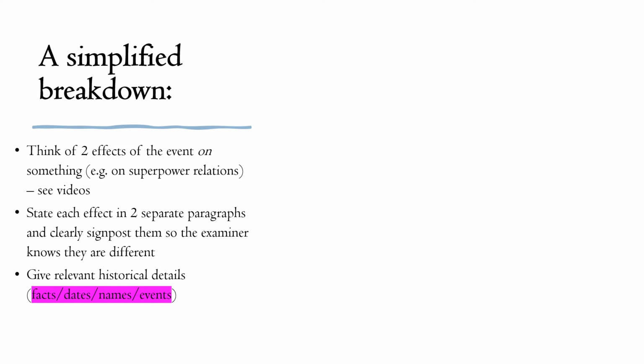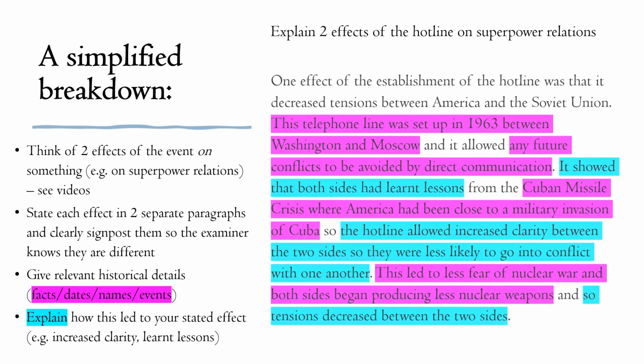Dates don't need to be fully accurate, so you don't need to be saying the 27th of February 1933 or whatever. You can just say in February 1933, in 1933, but obviously if you do know the full one, that looks more impressive, but you don't need to be memorising loads and loads of full dates. And explain how this event led to your stated effect.